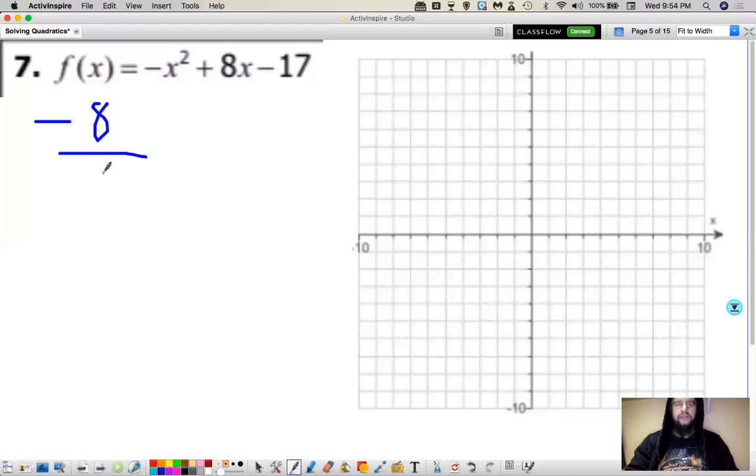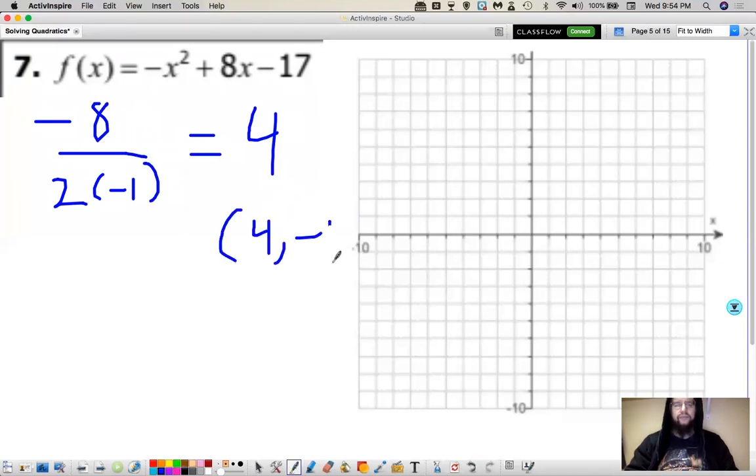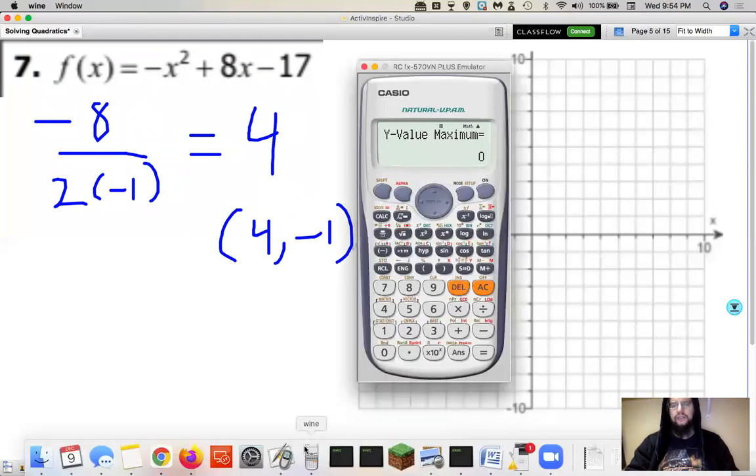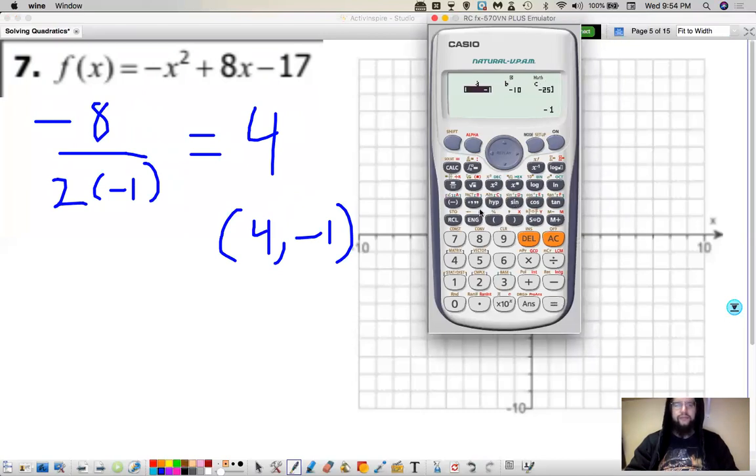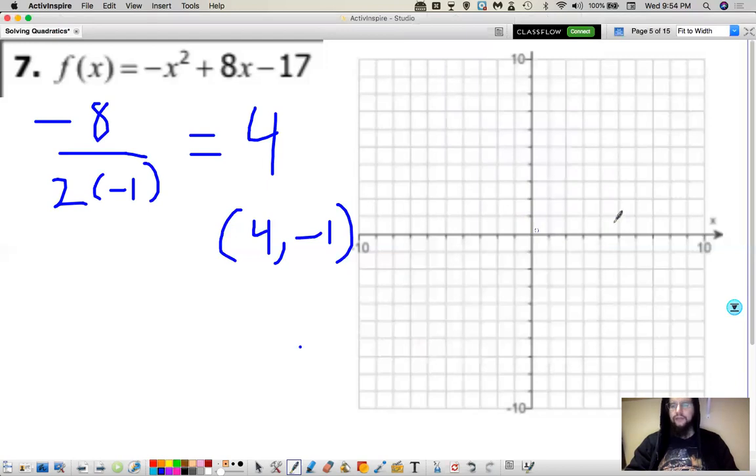-8 over 2 times -1. That's going to be a +4. That's 32, -16, that's 16, -1. Check myself because it's like 10 o'clock and I haven't had coffee in a while. -1, 8, -17, 4, and -1. Cool. I didn't screw up. 4, -1, boom, there's my vertex.